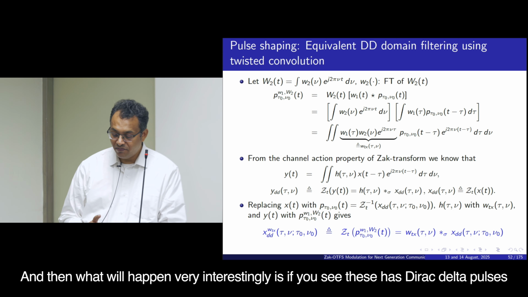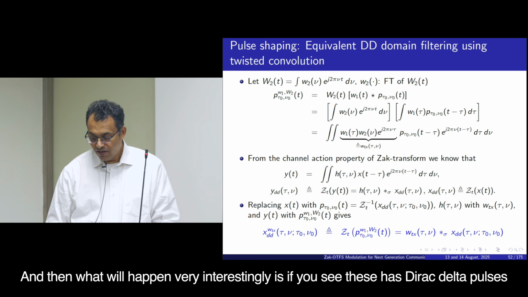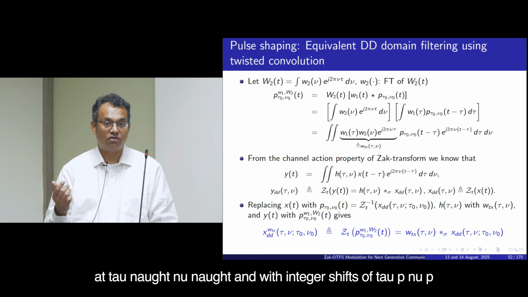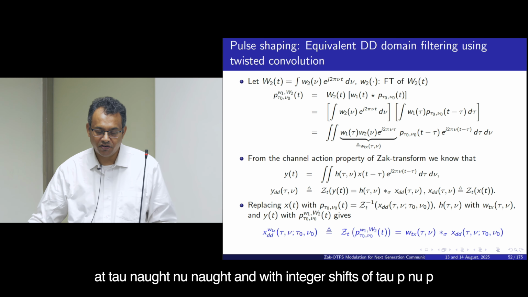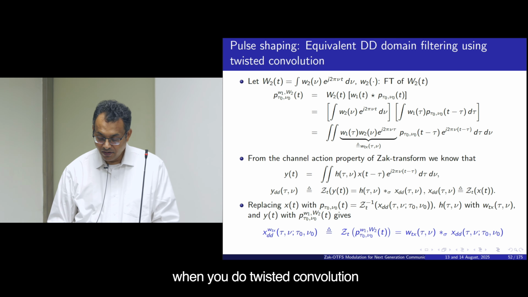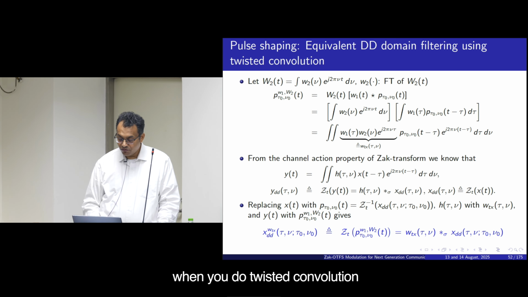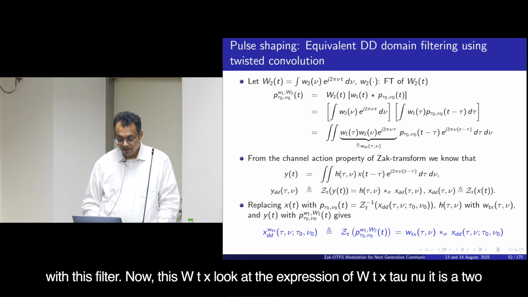And then what will happen very interestingly is, if you see these, this has Dirac delta pulses at tau naught, nu naught and with integer shifts of tau_p, nu_p. When you do twisted convolution with this filter, now this W_Tx, look at the expression of W_Tx(tau, nu).